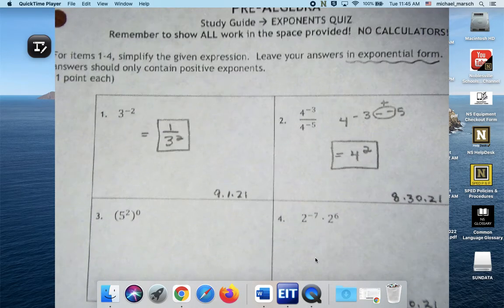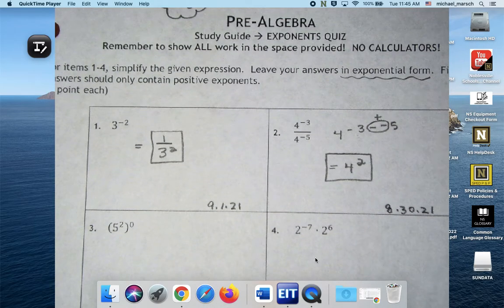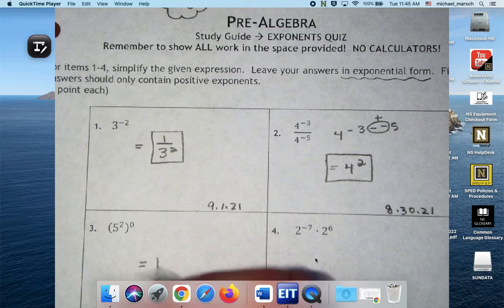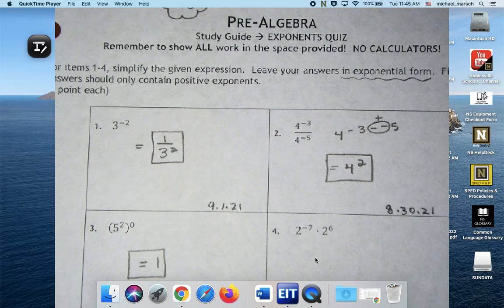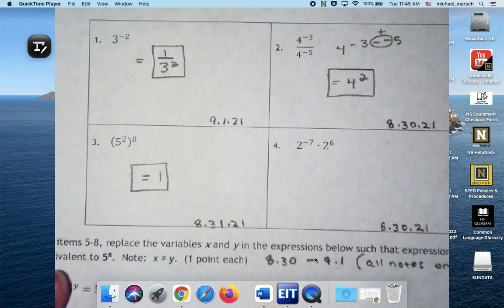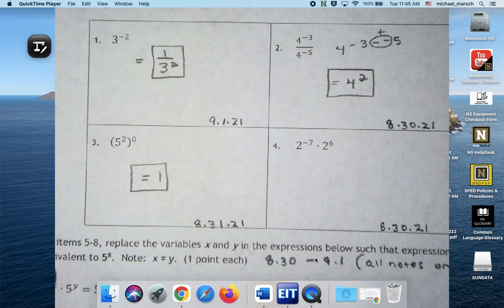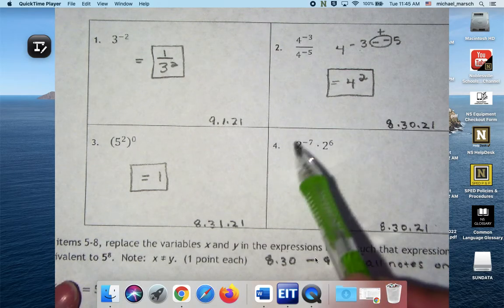Number 3, everybody should have gotten this right. This is the 0 exponent rule. Anything to the 0 power equals 1. Oh, you guys. What? My notes say 0. No, they don't. I swear they do. Then you might have written it down wrong. Everything to the 0 power will always equal 1. Yep. Okay.